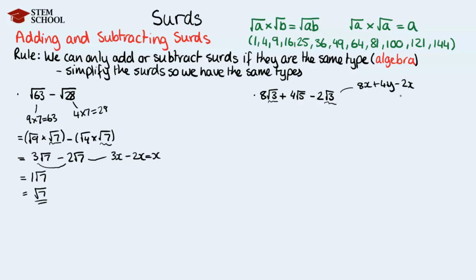So you can only subtract the like surds, so 8x take away 2x. For this, it will be 8 take away 2, the numbers in front, so it'll be 6 root 3. And then we can't do anything with this 4 root 5 because it's different, it's not a like surd. So this is the final answer.